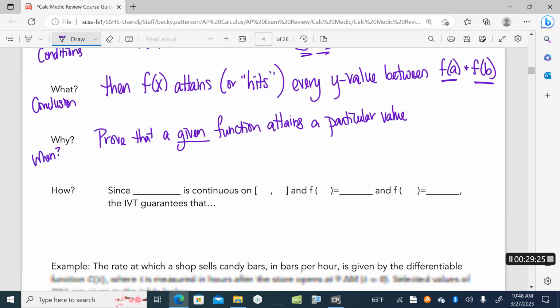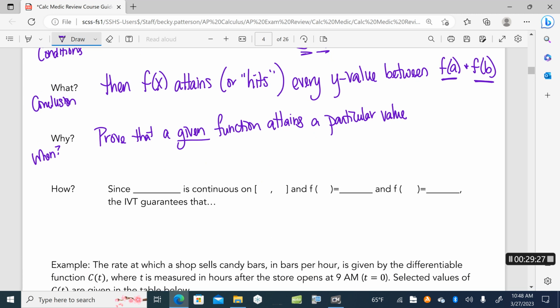Okay, and then the how. Since f of x is continuous on a to b, and f of a equals some value, and f of b equals some other value, then you're going to say that the IVT guarantees that, and you're going to state your conclusion, which we're going to practice.